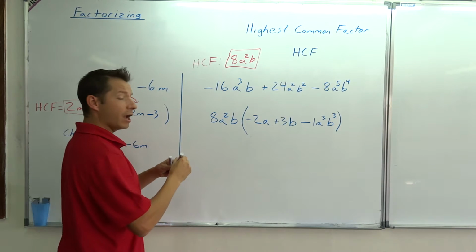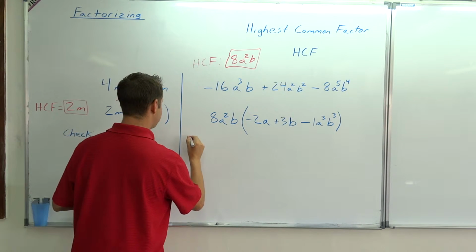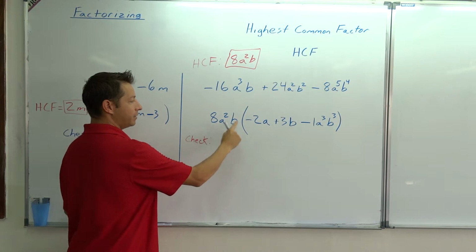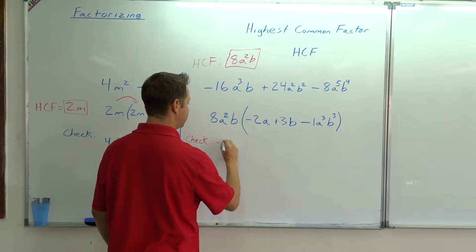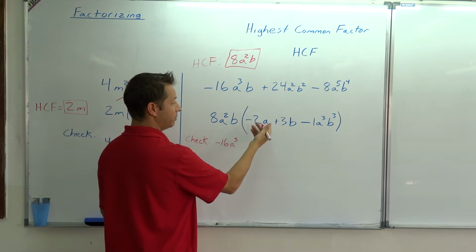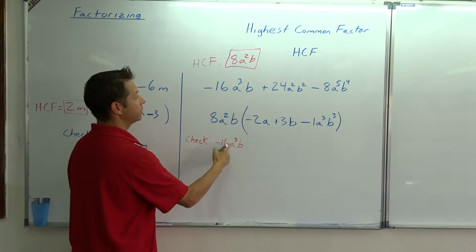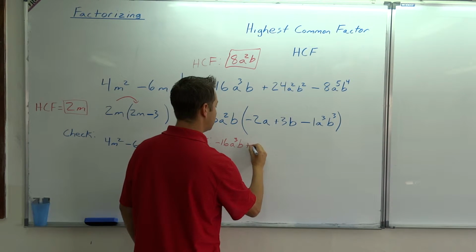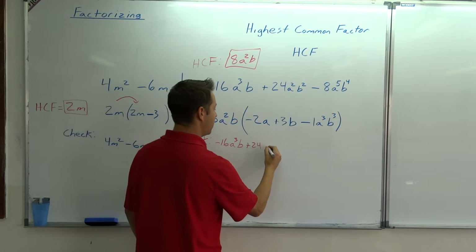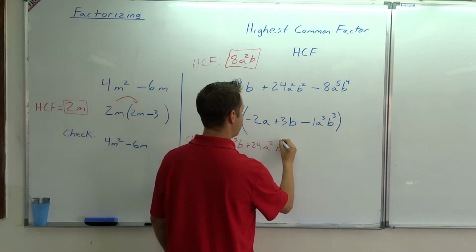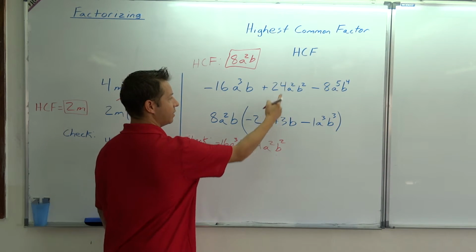Now let's just go back and double check this to see if we're on the right track. 8 times negative 2 is negative 16. A squared times a is a cubed. B times, well, that term is going to be a b. Is that what I got in my first one? Correct. 8 times 3 is 24. A squared, there's no a term there. B times b is going to be b squared. Notice that's the same as that term there.